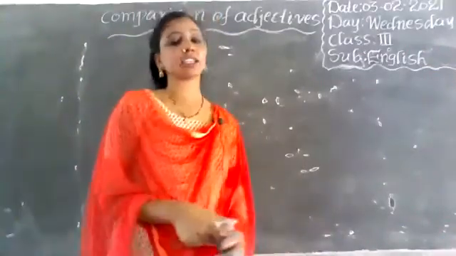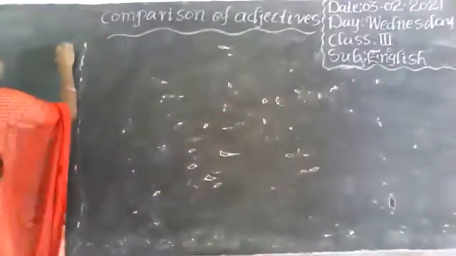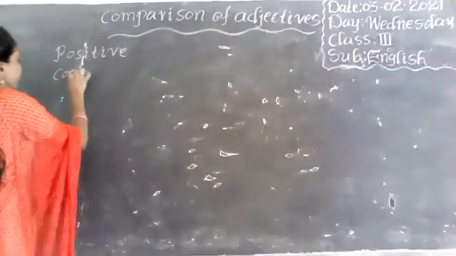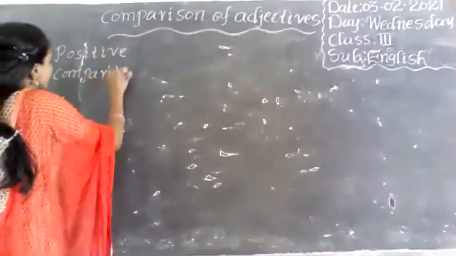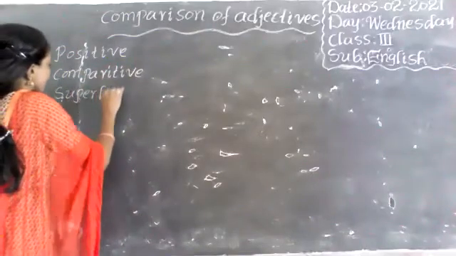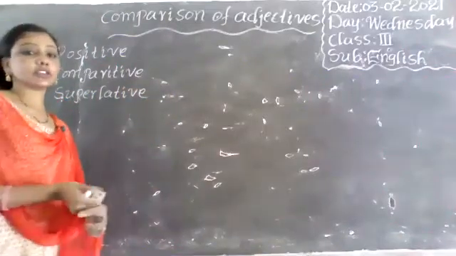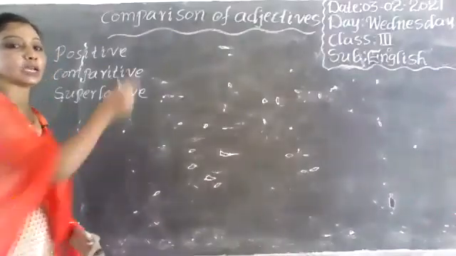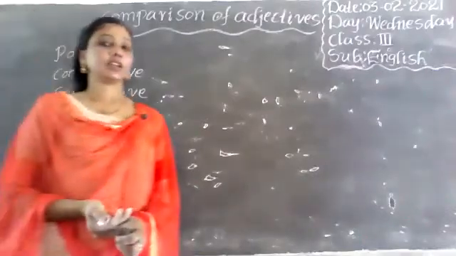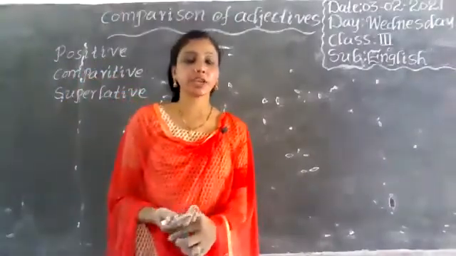Look at here first. I'll explain one of the examples to you. Positive degree, comparative, and superlative. The three degrees of comparison here. We call them degrees of comparison: positive degree, comparative degree, superlative degree. First, I'll explain them. How do we make differences between them? What is positive, what is comparative, and what is superlative?